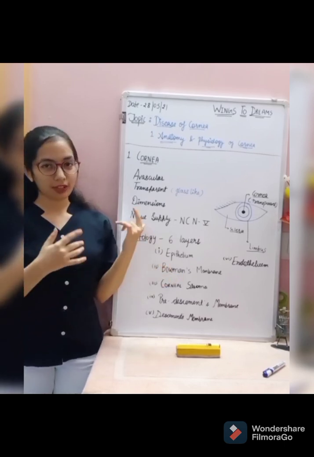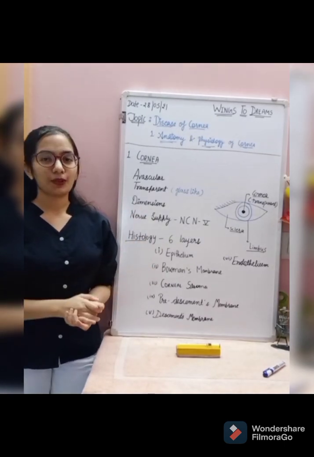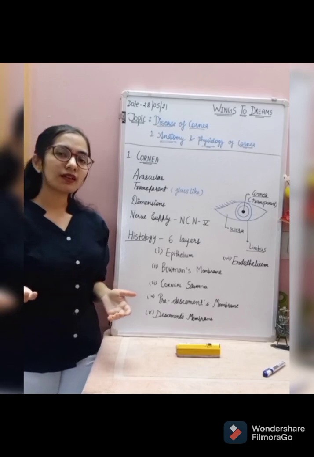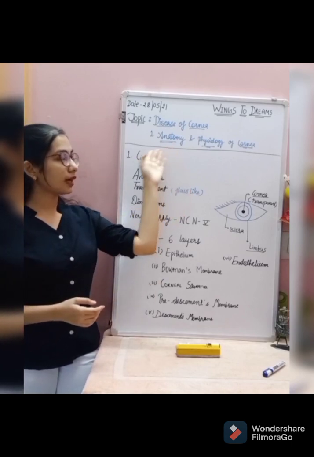According to our ophthalmology section, we continue with today's topic, that is disease of cornea. In this, let's first of all study the first part, which is anatomy and physiology of cornea.